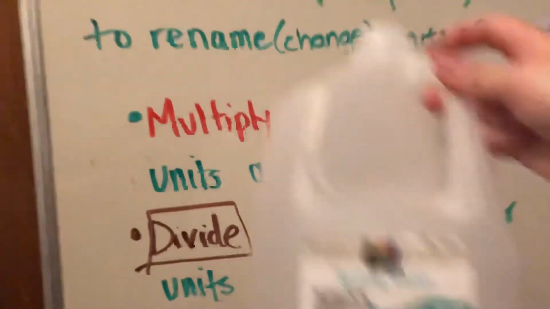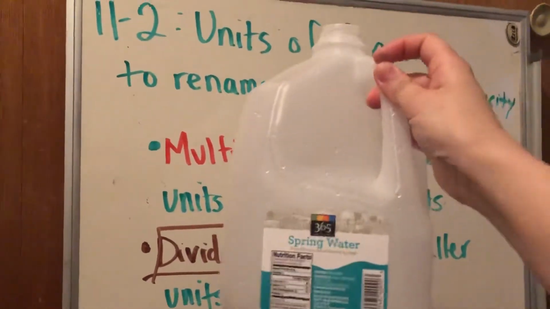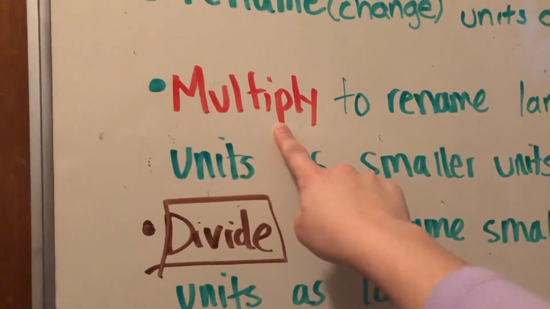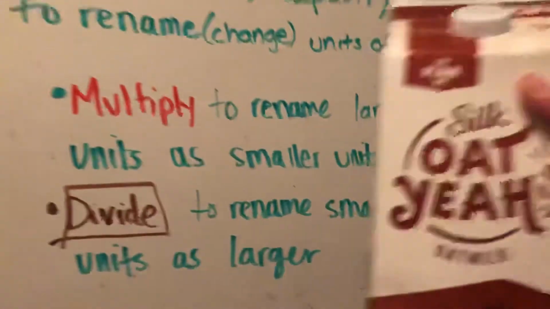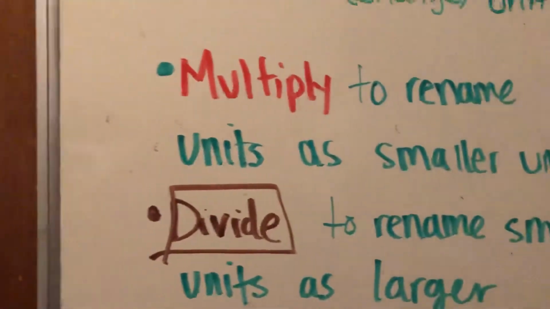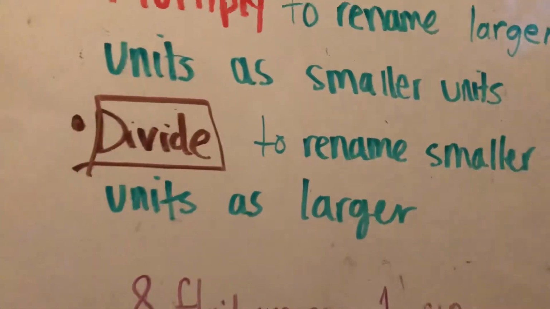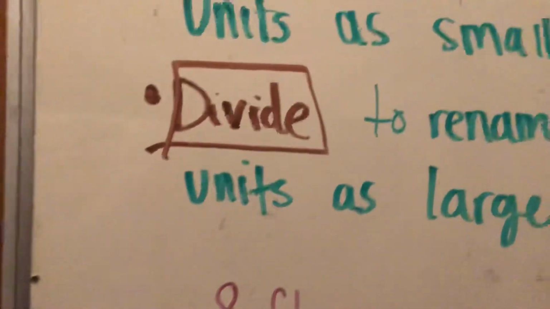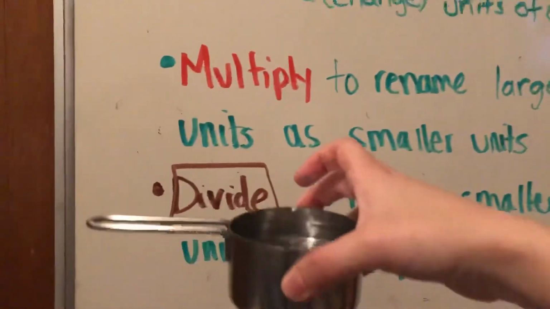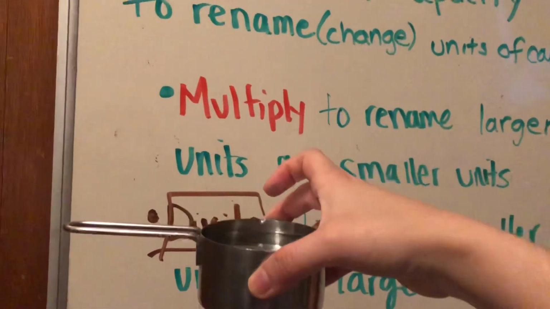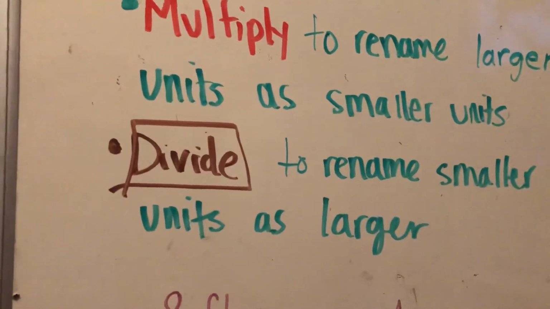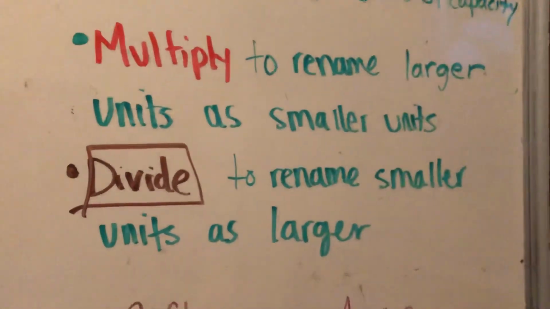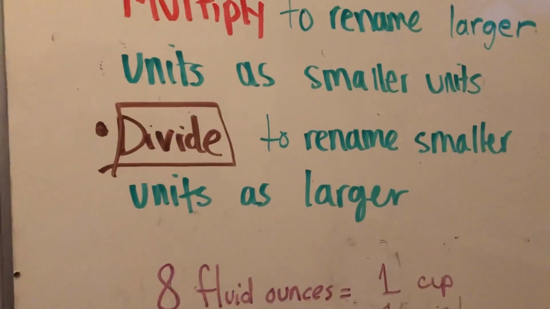So if you have a large capacity, you're going to have to multiply to find this smaller capacity. If you want to find a smaller capacity, such as, let's say, we'll do cups, a smaller capacity into a large one, you're going to have to divide. That's basically what that means.